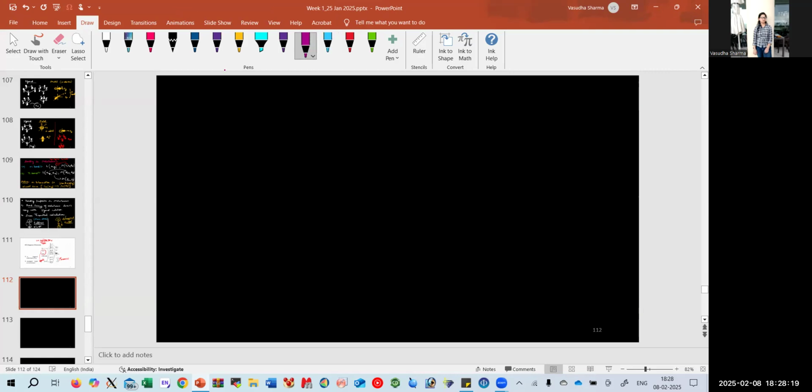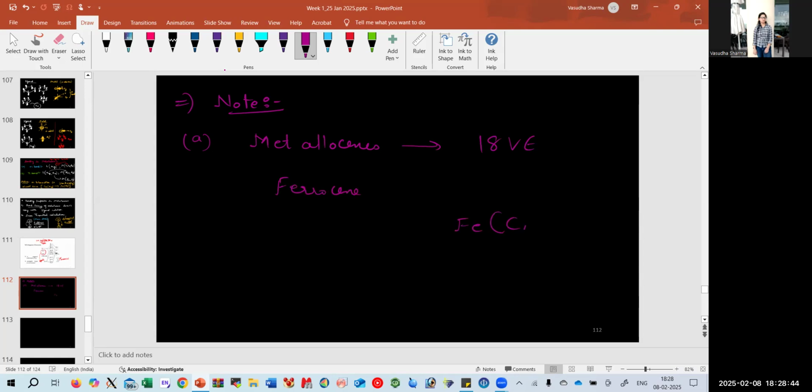So now another thing that needs to be noted down. Generally, metallocenes we will see with 18 valence electrons. Say, for example, if we have ferrocene, and if you see the structure of FeCp2, Fe will give you 8 electrons, and each Cp has 5 electrons introduced, meaning 18 valence electrons.